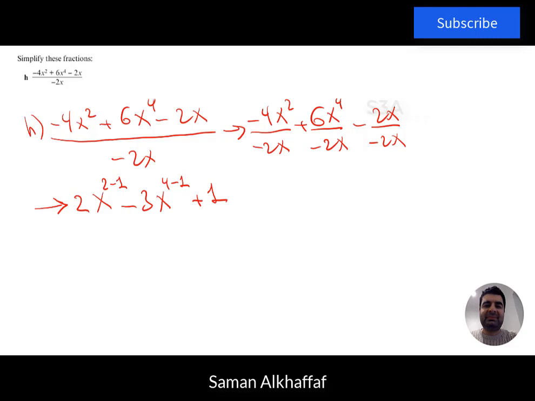Now what we will do next is simplify the expression further, so that will give us 2x to the power of 1 minus 3x to the power 3 plus 1, and this will be the simplified version of the expression.